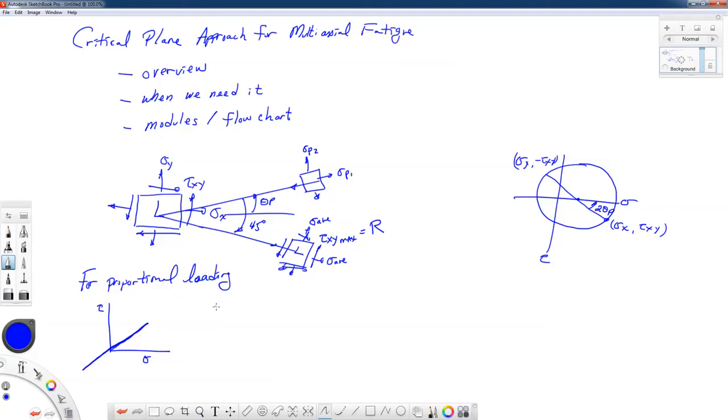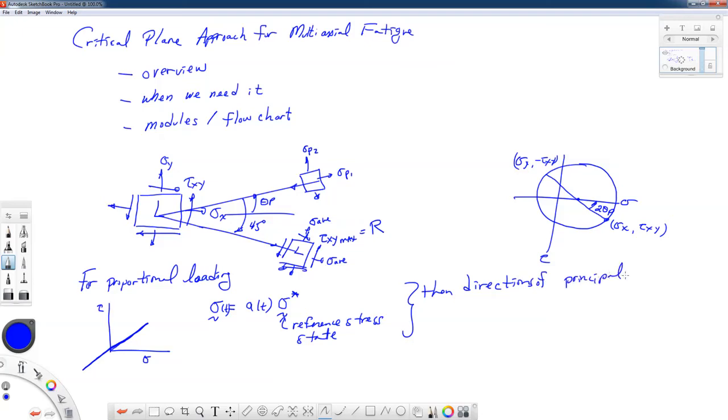So if we have a reference stress state, we have a changing function of time multiplied by that reference stress state to give us our stress as a function of time. Well, for proportional loading, directions of principal stress remain constant. And the maximum shearing stress state as well.